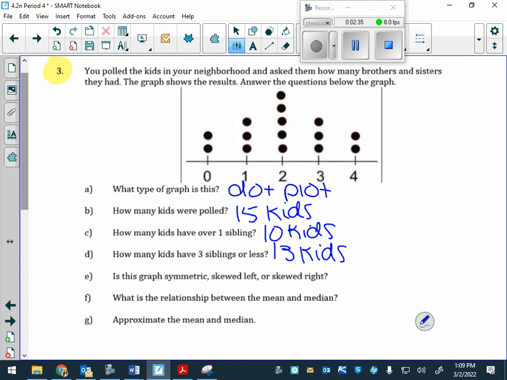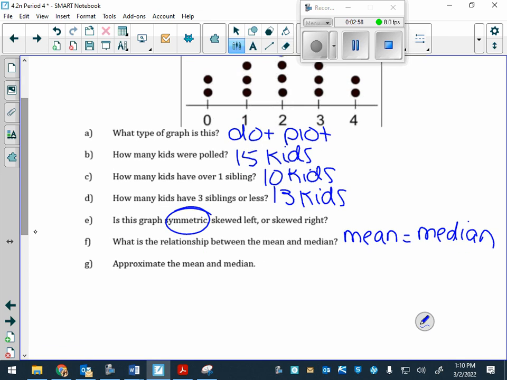Is this graph symmetric, skewed left, or skewed right? Genevieve? Symmetrical. Good. What's the relationship between the mean and the median? Grace? Mean is equal to the median. If we had to approximate, what is the mean and median? Looking for Rosanna. 2. Okay. Looking at it, should be 2. Good.